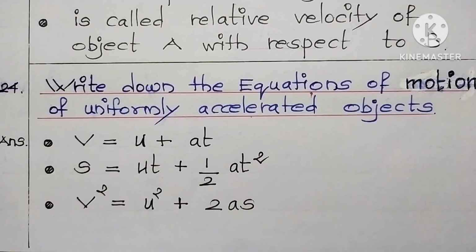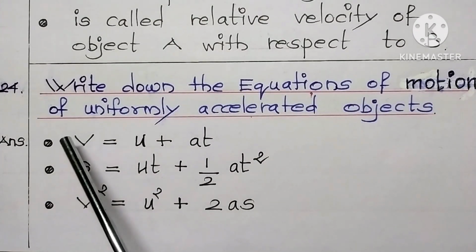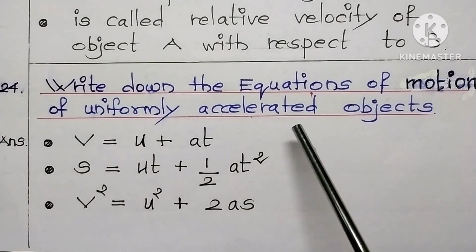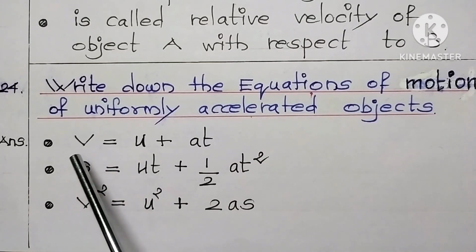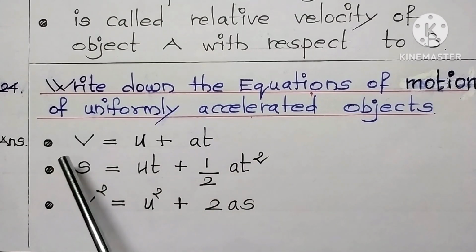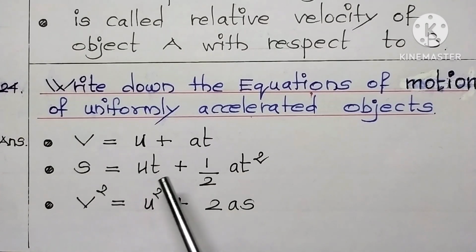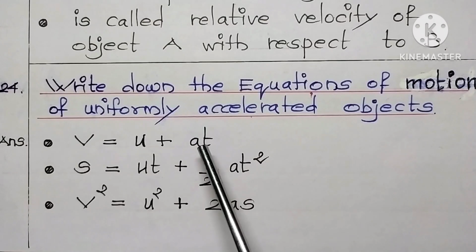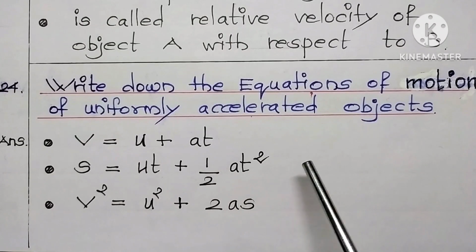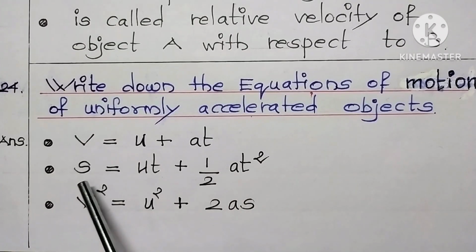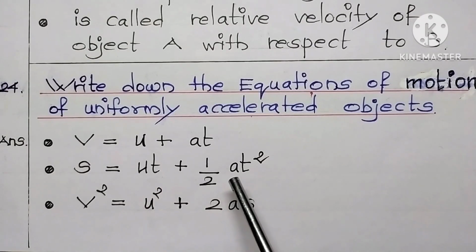Next question. Question number 24. Write down the equations of motion of uniformly accelerated objects. Answer. The equations are v is equal to u plus at. Here v stands for final velocity, u stands for initial velocity, a is acceleration and t is time. Then s is equal to ut plus half at squared. s is nothing but displacement, and again u is initial velocity, a acceleration and t time.